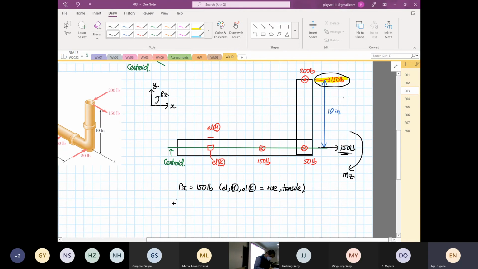So we call Mz positive going in a clockwise direction. Okay, this one you decide. You no need to follow the transformation. You decide where you want it to be positive, where you want it to be negative. Okay, so from here, moment about z is equal to 150 multiplied by 10. So 150 multiplied by 10 is 1,500 pound inch. And it's in this direction.